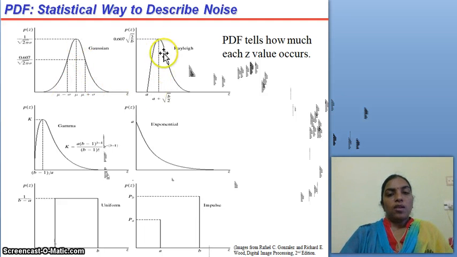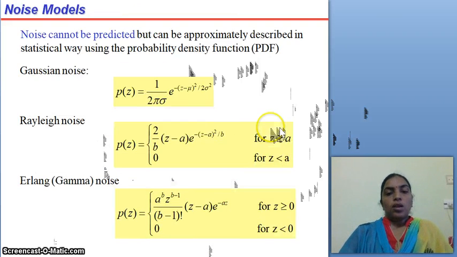Now this one is for Rayleigh noise, and this one is for gamma noise and exponential noise. This one is uniform noise, and this one is impulse noise or salt and pepper noise. So these are the equations for each noise.